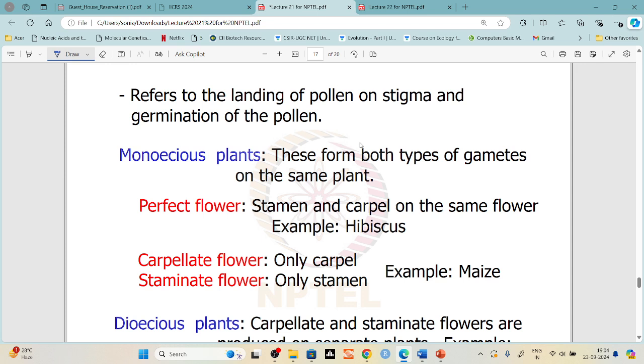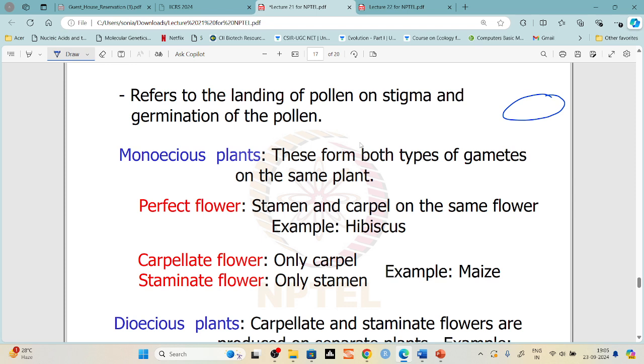Carpellate flower means the plant is the same, but one flower will have only carpel, another flower will have only stamen. For example, maize. Staminate flower means which has only stamen. That means either you have a perfect flower, in which the same flower has both male and female gametes, that is, both stamen and carpel.